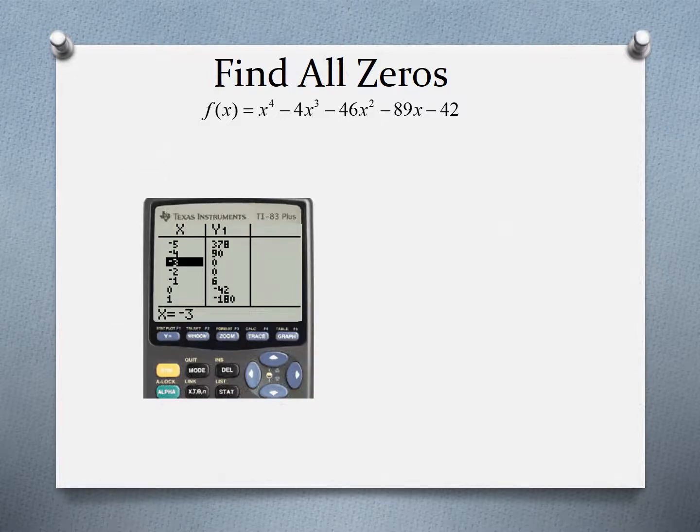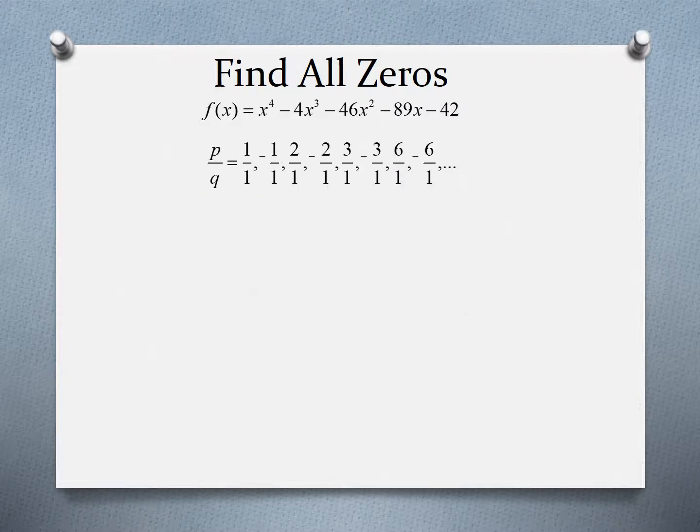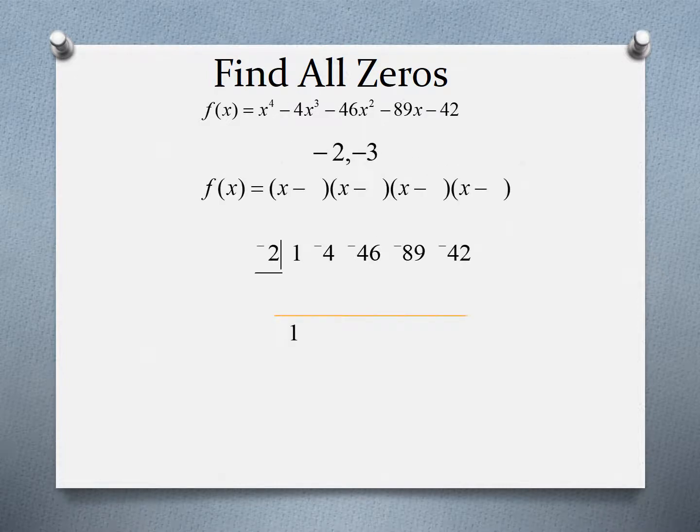I scrolled up and down and discovered that only the values of -3 and -2 gave me a y value of 0. So you can scroll up and down among those possible zeros and discover that only the -2 and only the -3 will make an actual 0 for this particular polynomial. So with that, I know that among my possible zeros, I have my actual zeros discovered.